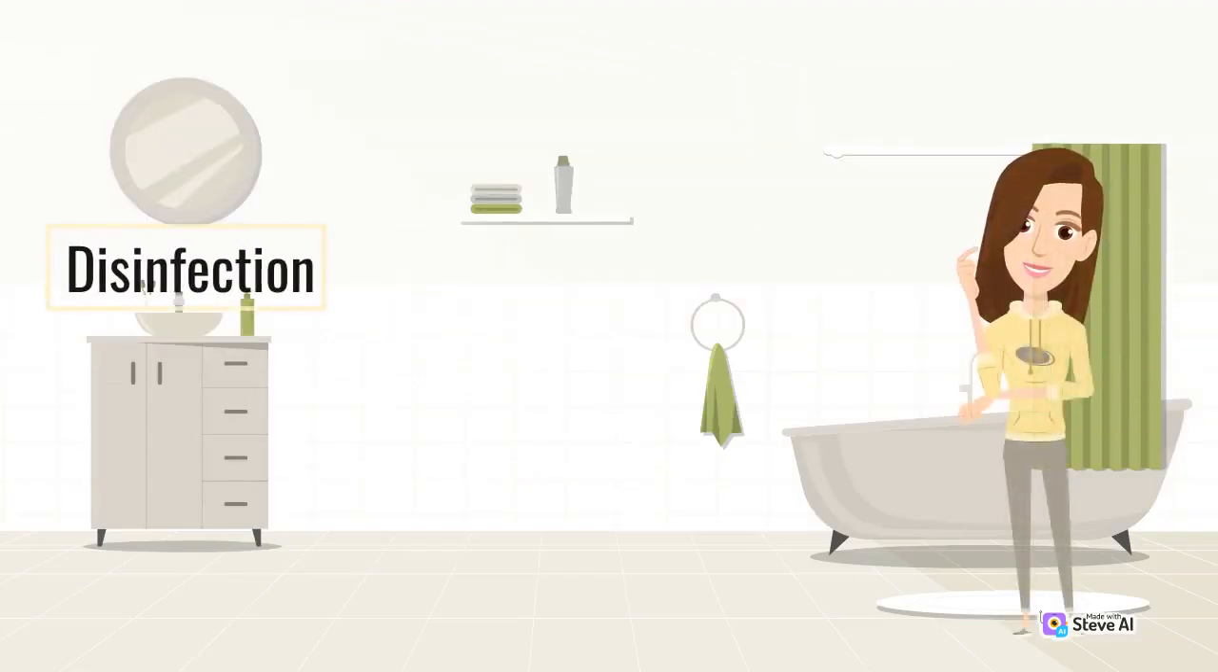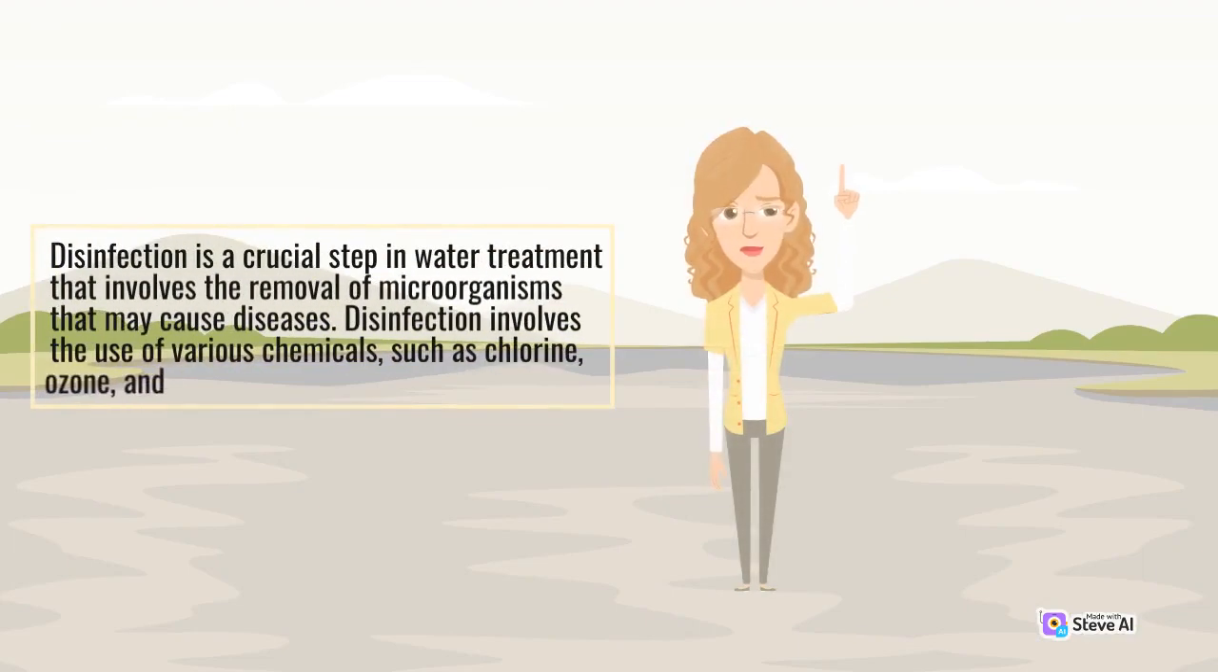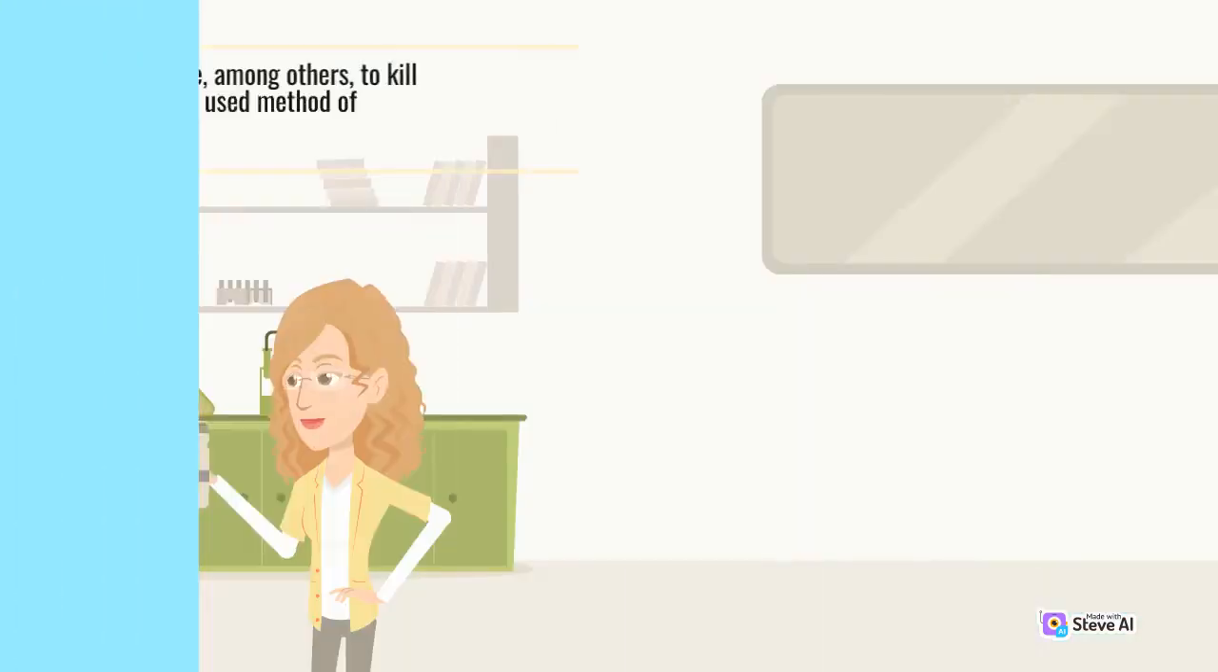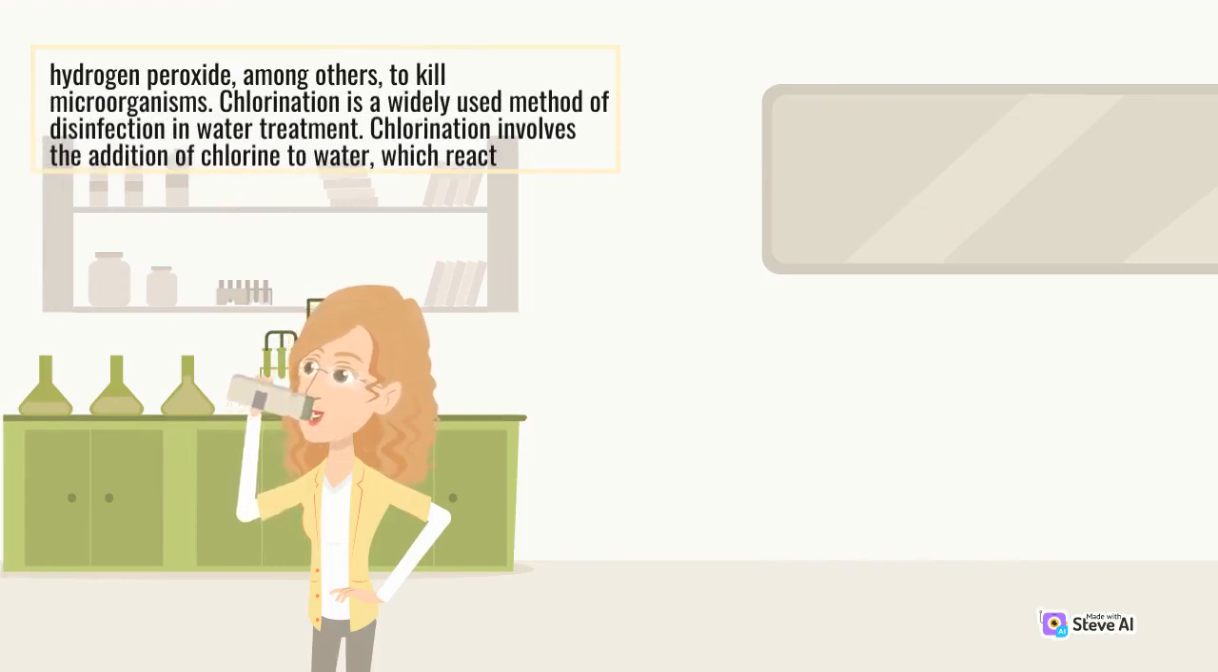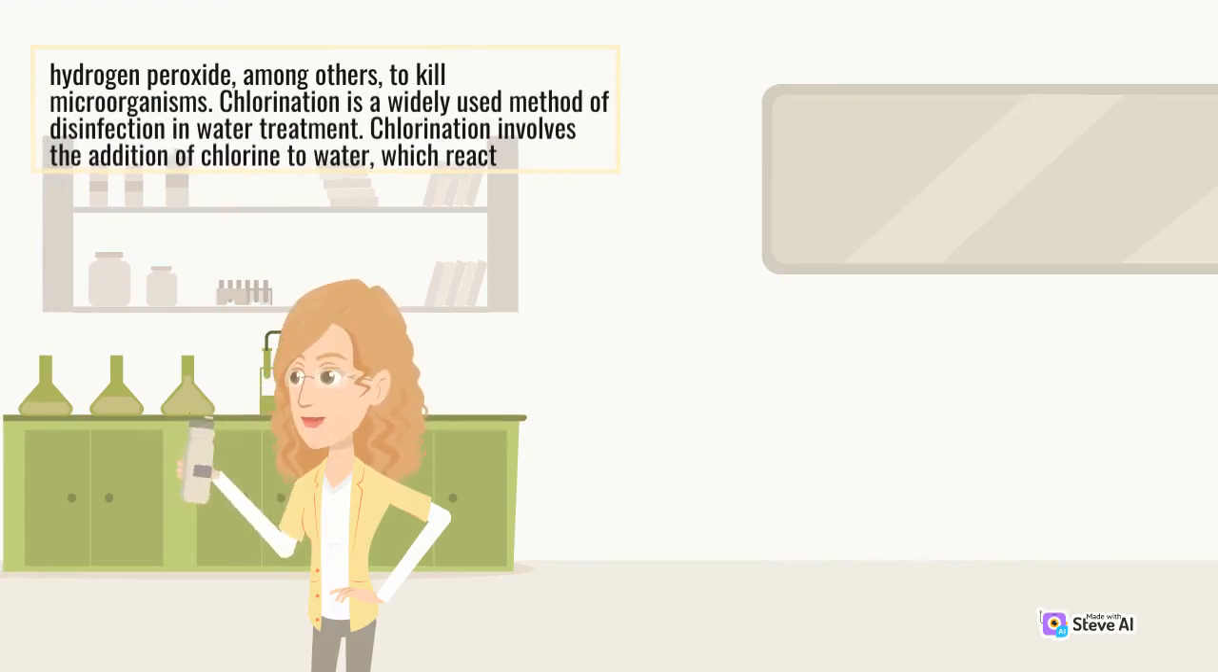Disinfection. Disinfection is a crucial step in water treatment that involves the removal of microorganisms that may cause diseases. Disinfection involves the use of various chemicals, such as chlorine, ozone, and hydrogen peroxide, among others, to kill microorganisms.